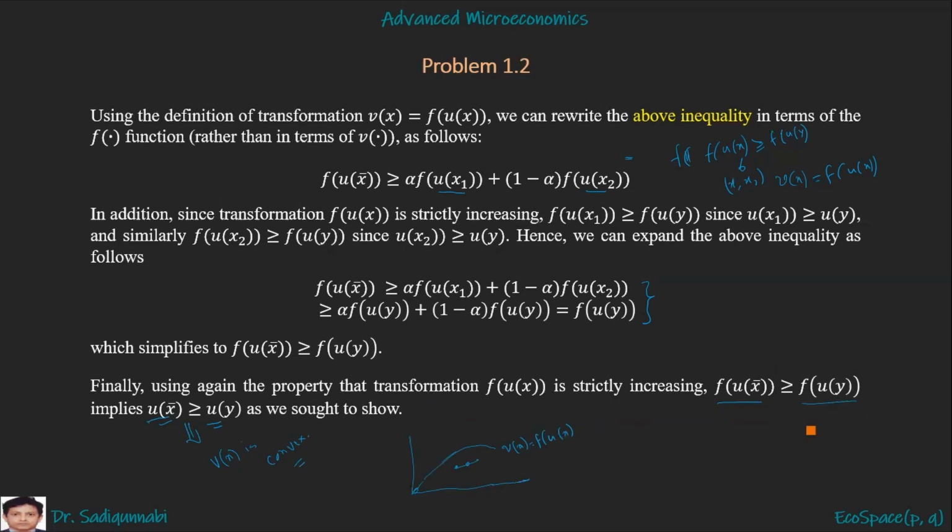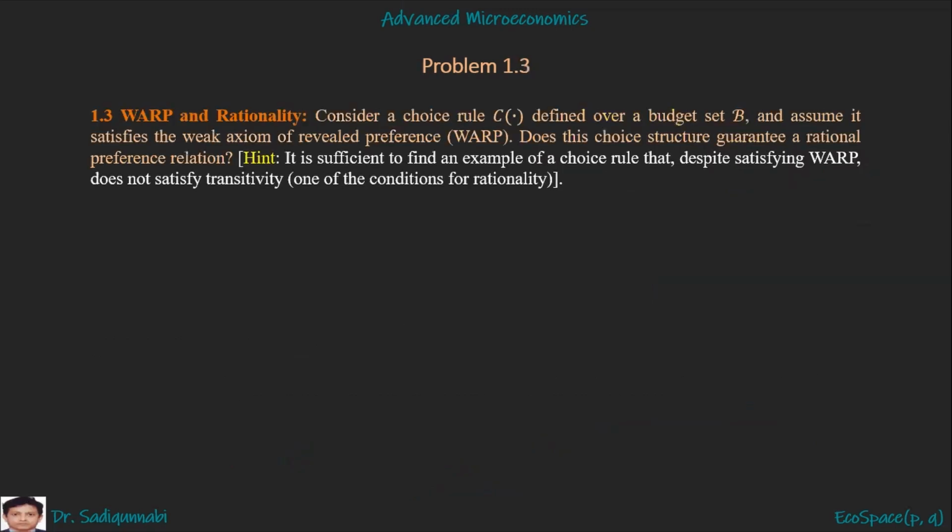So this ends our problem number 1.2. Let's move on to problem 1.3, which is about WARP and rationality. We are given a choice rule C defined over budget set universal B, and assume that it satisfies the weak axiom of revealed preference, WARP. So the question is, does this choice structure guarantee a rational preference?